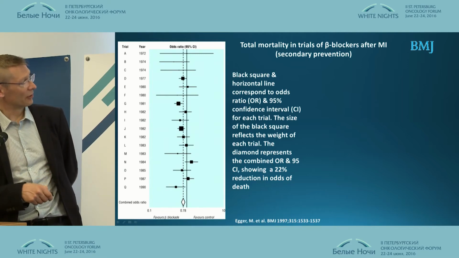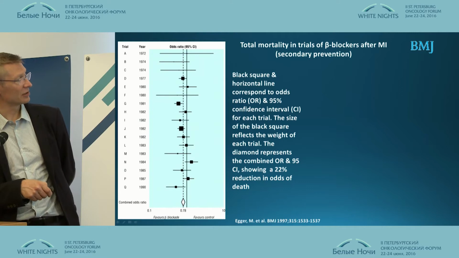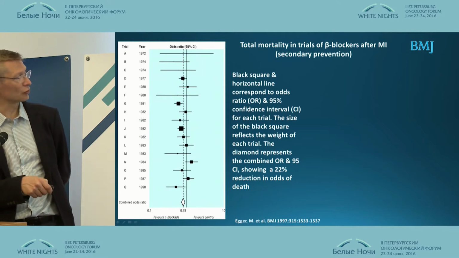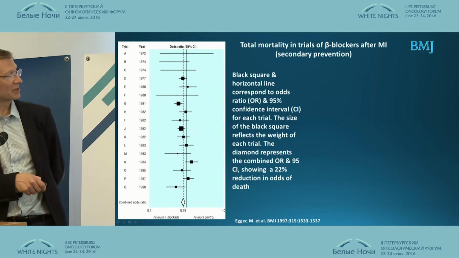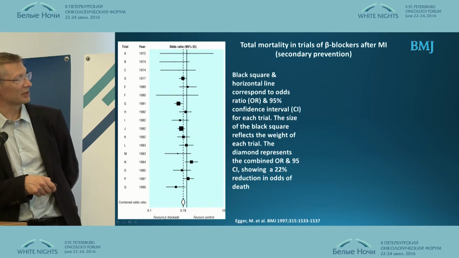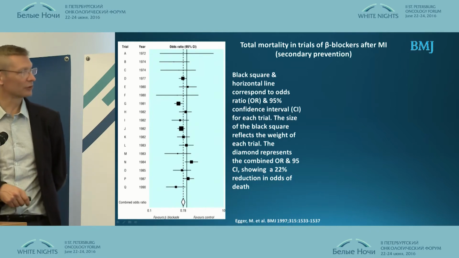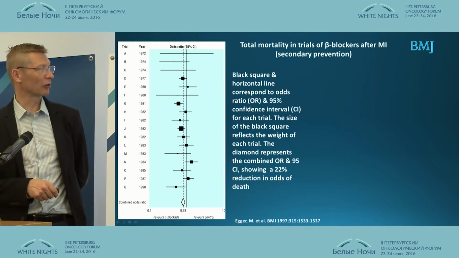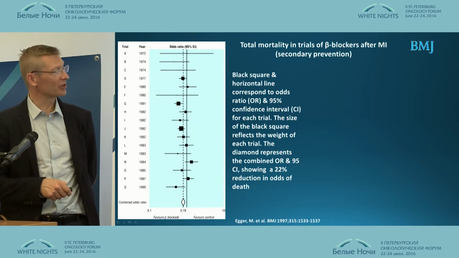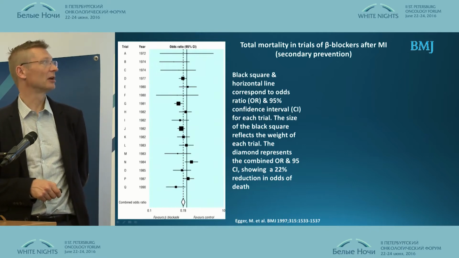This solid line represents 1, meaning no effect. Anything on this side is above 1, favoring control or suggesting adverse effect of treatment, and then towards this side, these are smaller risks, that is, therapeutic advantages of the treatment. And in the end, there is the pooled estimate, which is about 0.8, suggesting a 20% relative risk reduction, or odds ratio to be precise, by treatment.